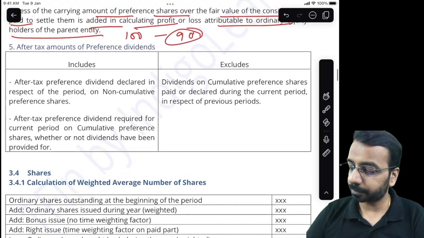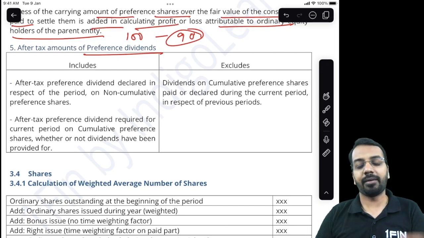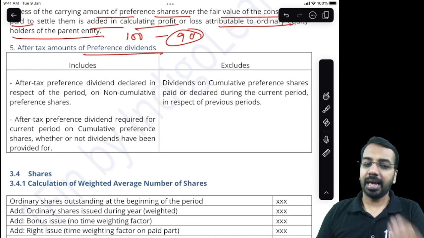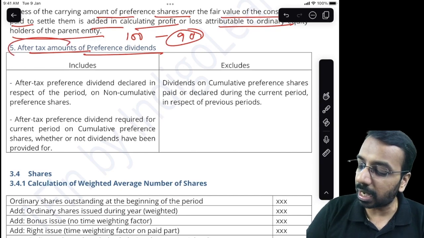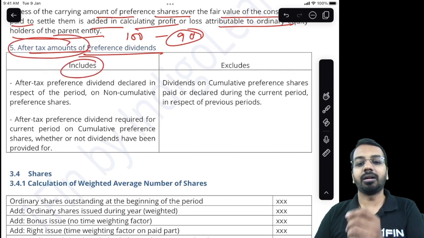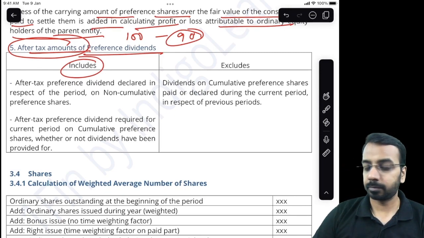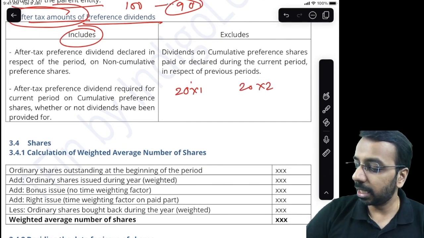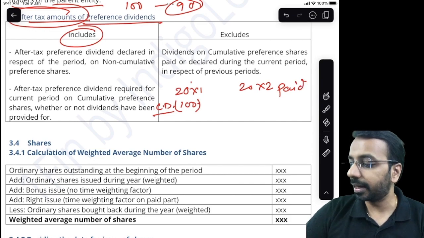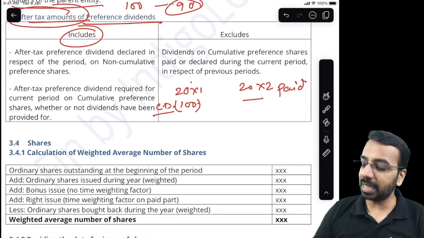Then if there is preference dividend which is subject to tax, these days we don't have dividend distribution tax, hence this doesn't have much relevance. But if there is a tax, you will consider after-tax amounts while calculating the earnings available to equity shareholders. Now one thing you have to keep in mind: let us say year 1 and year 2. In year 1 there is a cumulative dividend of 100, and you have already deducted this. In year 2 you pay that dividend, but you will not deduct it again. You will not deduct it two times, right? So that is as far as earnings is concerned.